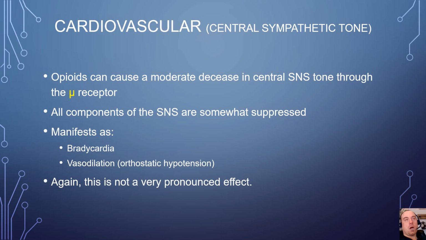So a little reduction in heart rate, a little reduction in the force of the heart contraction, some vasodilation. So bradycardia is a slower heart rate, and vasodilation is just dilation of your blood vessels, so you can get a higher risk of orthostatic hypotension. So when you stand up rapidly, you might get dizzy or faint more easily on an opioid because of that vasodilation. But this is not one of the most bothersome side effects, honestly.